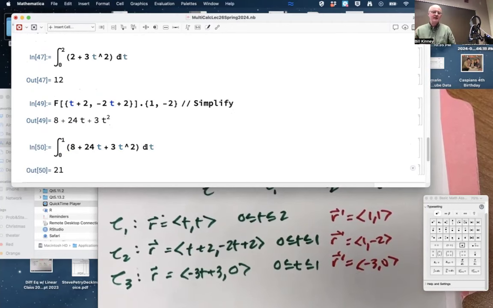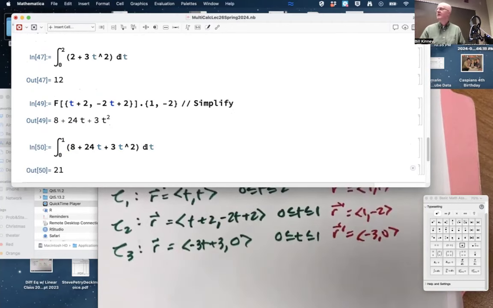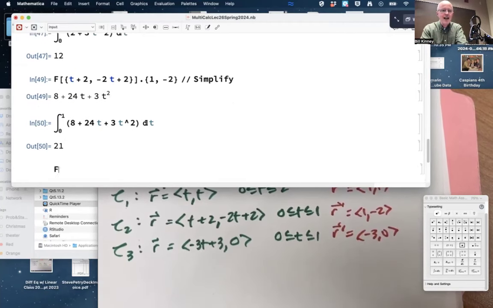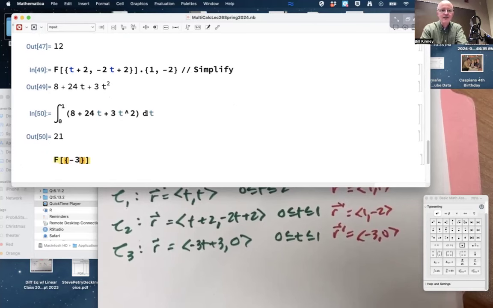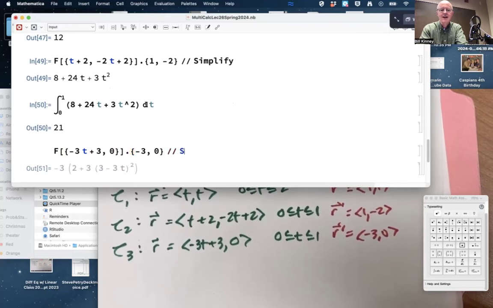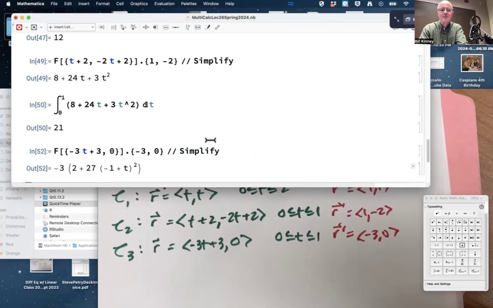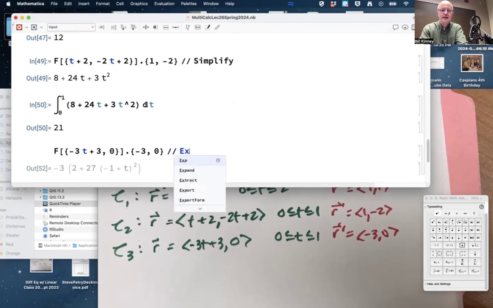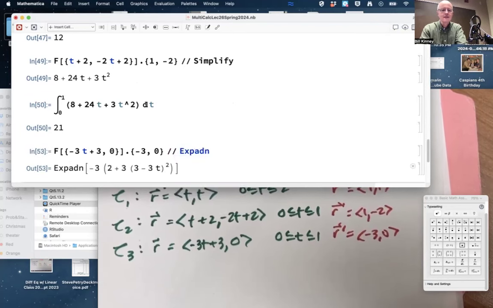I claim I can figure out what the answer is for this last one before even doing it. We're leading up to a drum roll here. I'm going to plug in negative 3t plus 3 comma 0 into f, dotted with negative 3, 0. Simplify. Didn't expand it. Okay, expand. Yep.